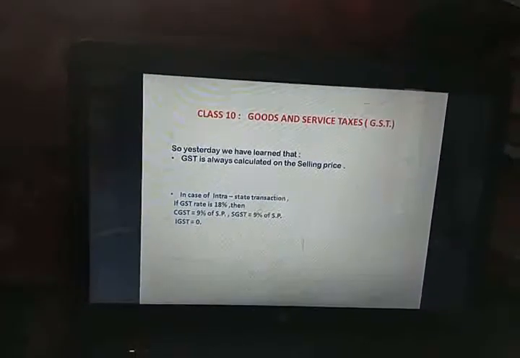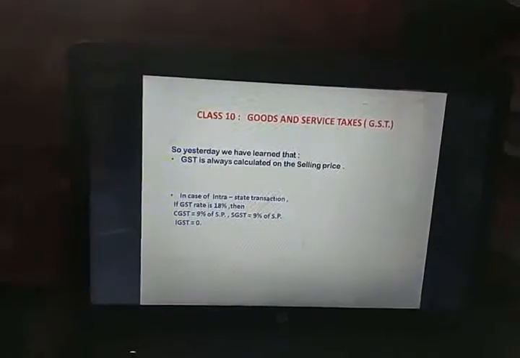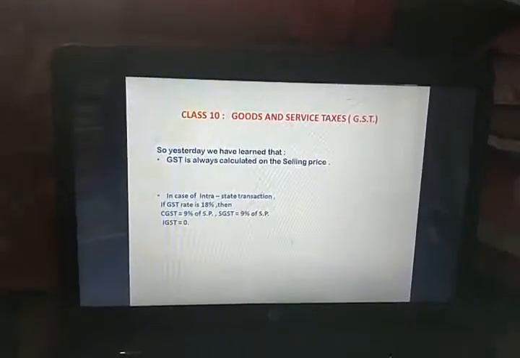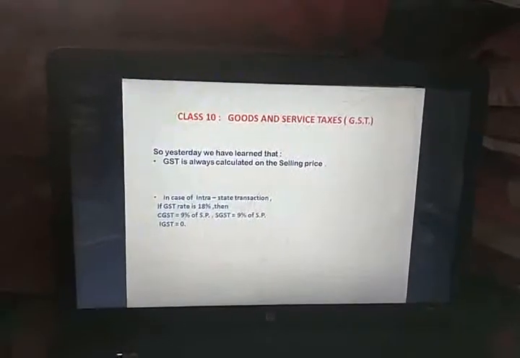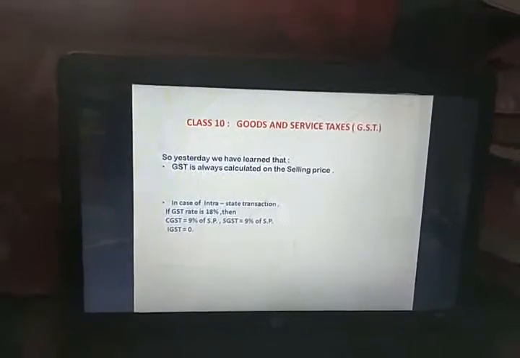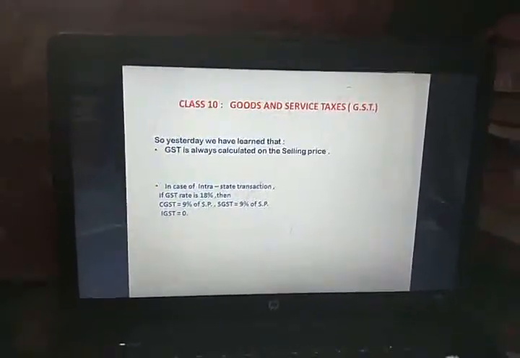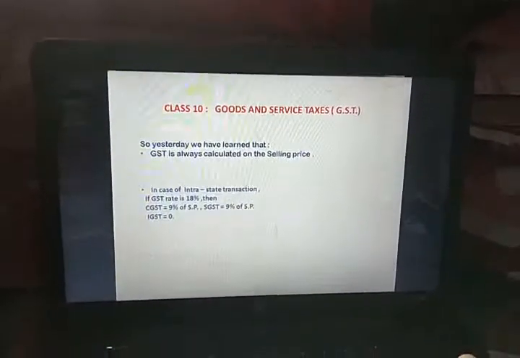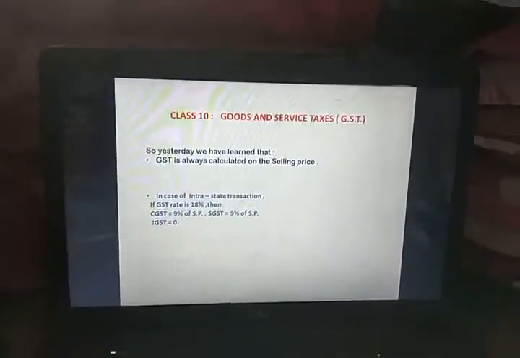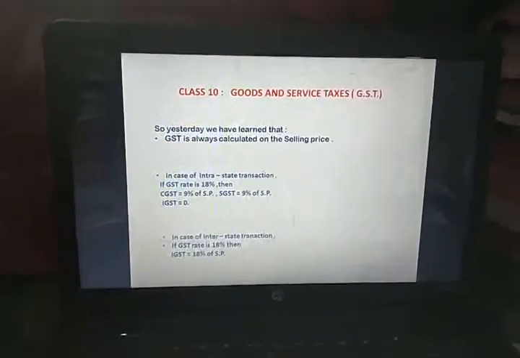If the case is intrastate transaction, then the rate of GST will be divided equally, and we only have to calculate CGST and SGST. In that case, IGST will be 0. For example, if the rate of GST is 18%, then CGST will be 9% of the selling price, and SGST will also be 9% of the selling price. So we have to divide it equally. When the case is intrastate transaction, the value for IGST will automatically be 0.